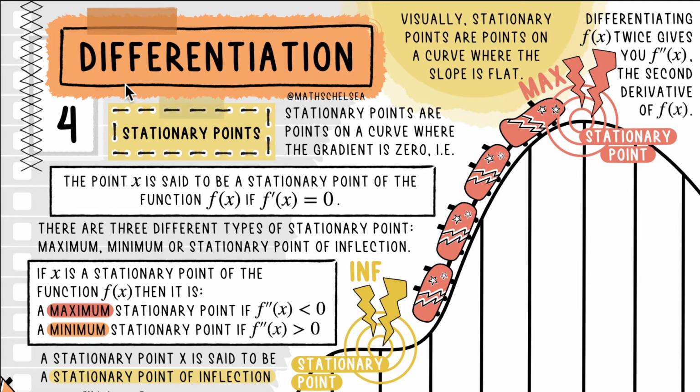Worksheet 4 for differentiation, and the topic is stationary points. So visually speaking, what are stationary points? Stationary points are points on a curve where the slope is flat. So when I think of stationary points, or when I'm explaining them, I like to use the roller coaster analogy.